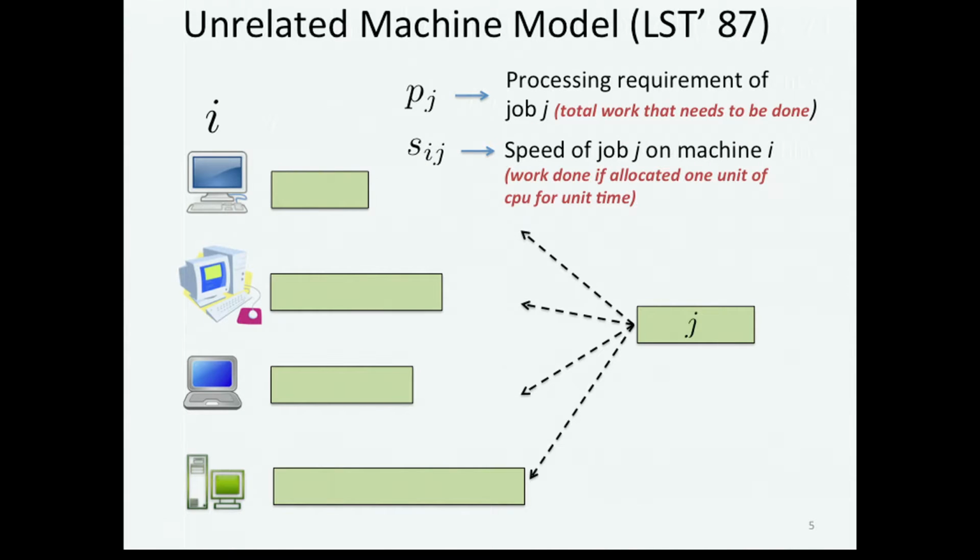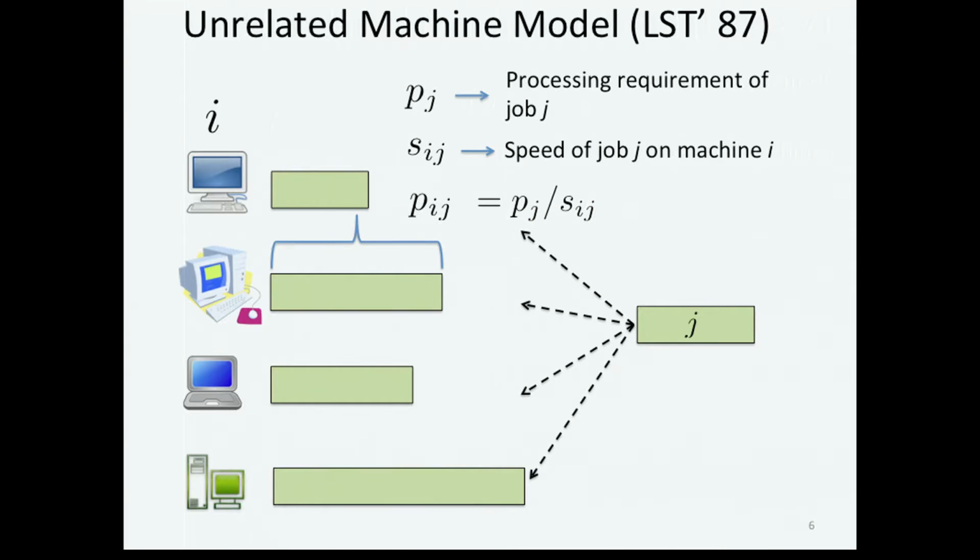The way we formalize it is as follows: every job has a processing length, Pj, which is the amount of work the job needs to do, but it has a speed Sij, which depends on the machine i and the job j. If you assign job j to machine i, then it runs at this speed. The speed is some quantity between 0 and 1. The processing length, which I will denote Pij, is Pj divided by Sij. I will switch back and forth between these two notations, but for conciseness we will use Pij to denote the processing length of job j on machine i.